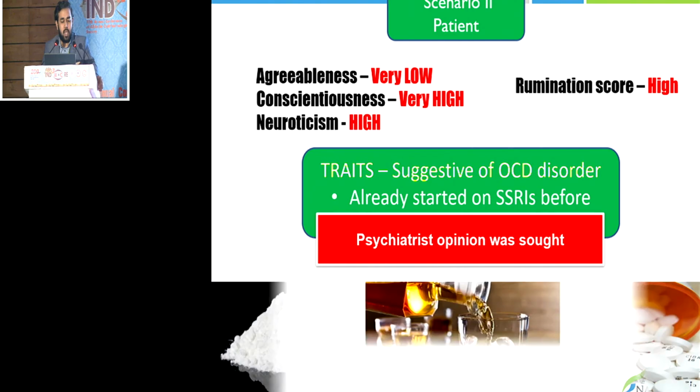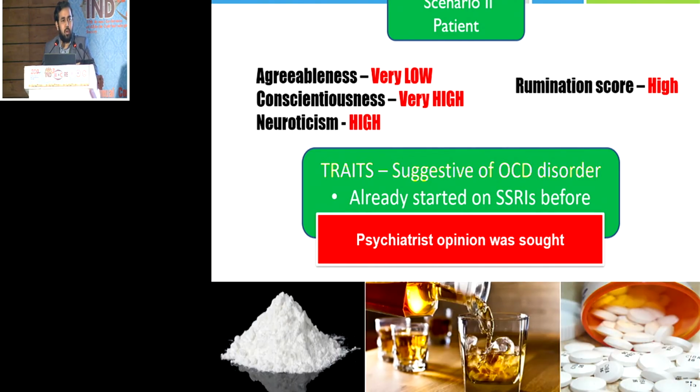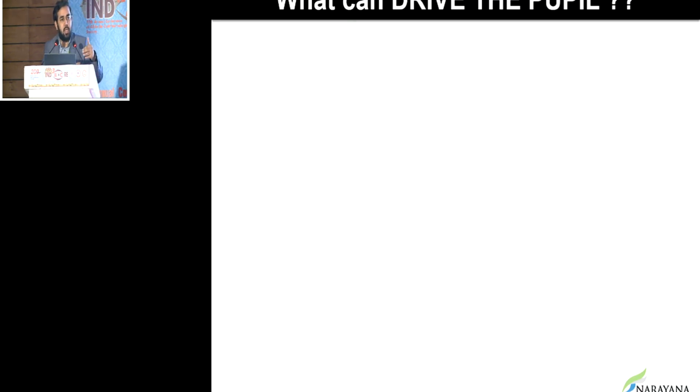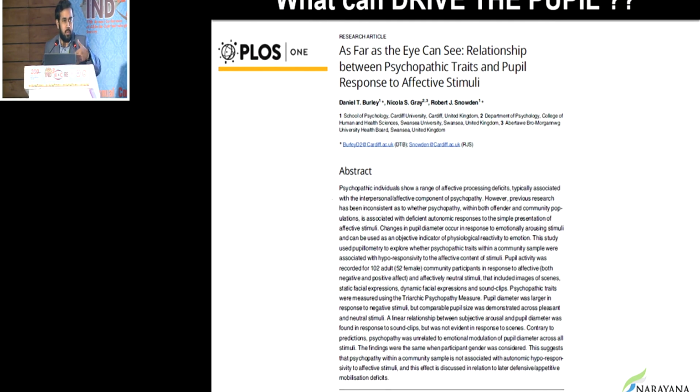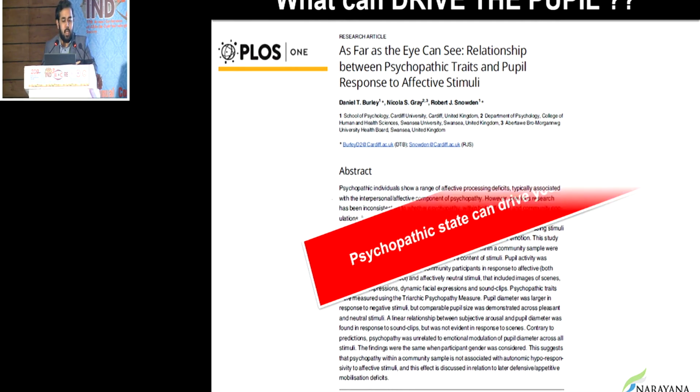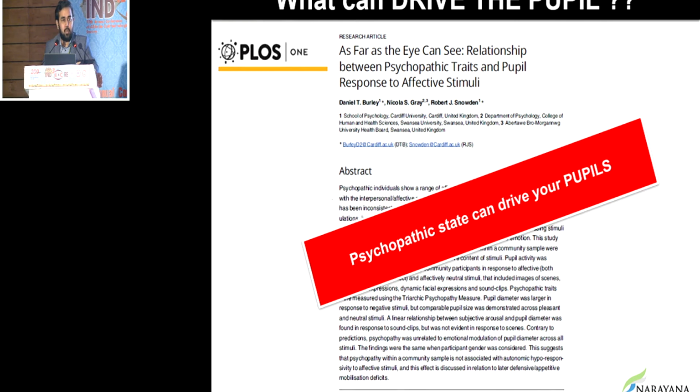So we referred him to the psychiatrist, and the psychiatrist on further probing found out that he was on a cocktail of 3 drugs: cocaine, alcohol and analgesic abuse. So these were the things causing him rapid pupil changes. We have literature to support this, that the pupil size can keep altering with respect to your psychopathic state.